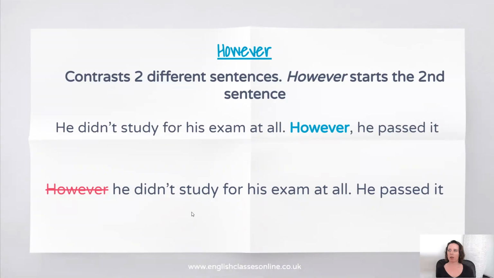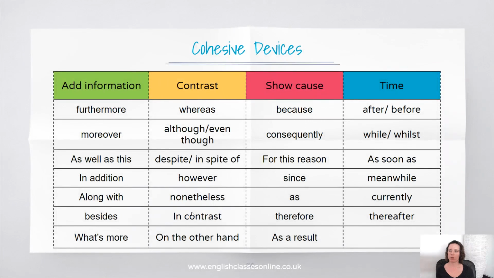Okay, so here's a ton more cohesive devices, or linking words, for you. So you've got tons to add information here. You can use all of these to add information: furthermore, moreover, what's more. You'll notice a lot of them to add information have the word more within them. Contrasting linkers: whereas, even though, although, despite, in spite of, however, nonetheless, in contrast, and on the other hand. If you want to show a cause, you can use because, consequently, for this reason, since, as, therefore, as a result. And then you have your time ones as well.